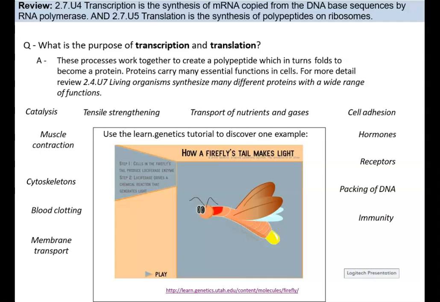Anyway, luciferase is a gene, and the protein produced by that gene is responsible for catalysis between luciferase proteins and luciferin, and that chemical reaction produces light. Okay, that was so cool. Let's continue.